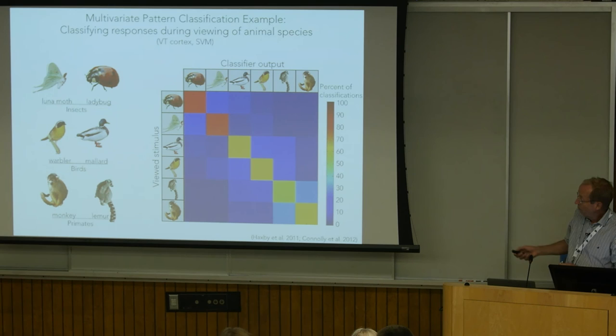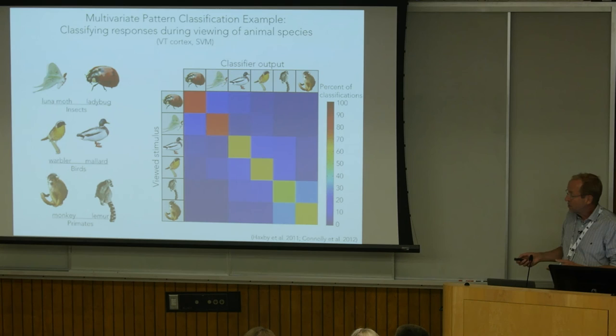And this is a confusion matrix that shows how well the classifier works. So when we look at the pattern of activity in ventral temporal cortex, and we build a support vector machine to distinguish the responses to ladybugs versus Luna moths, you can see that ladybugs are classified as ladybugs close to 90% of the time and are almost never classified as another animal. And as a matter of fact, we can discover a distinct pattern of response for each one of these species, including these very fine distinctions between monkeys and lemurs. And I have to say that some of the subjects in the study didn't know what a lemur was. But their brain produced distinctive responses to these two different species.